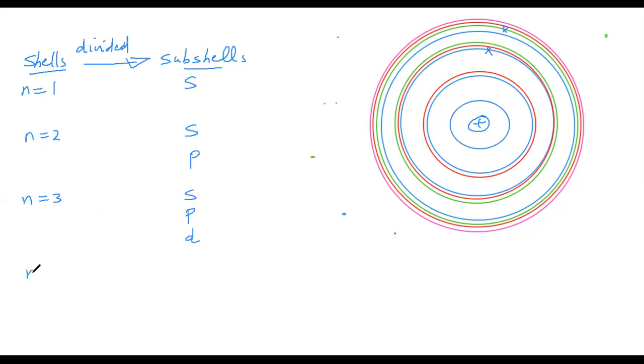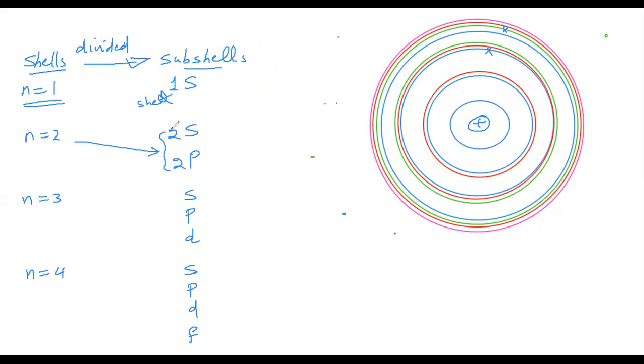The fourth has four subshells: S, P, D, and F. Now, to differentiate between the S of the first shell and the S of the second shell, or between the P of the second shell and the P of the third or the fourth shell, we have to put the numbers before them. 1S means that it is of shell number 1 and subshell S. Here we are going to say 2S and 2P. This means that these both come from the shell number 2.